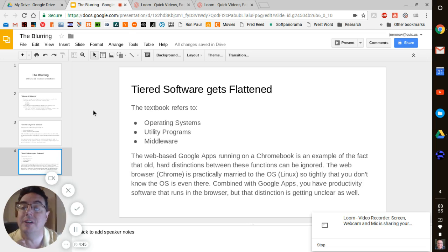pre-programmed script. And that means that all this information about tiered software is only really valuable to your IS department that has to piece everything together to make it function and to present it to the end user so they can do their job. So when it talks about operating system, utility programs, and middleware, all these things are getting squished together as well. I give an example here, like this video right here.